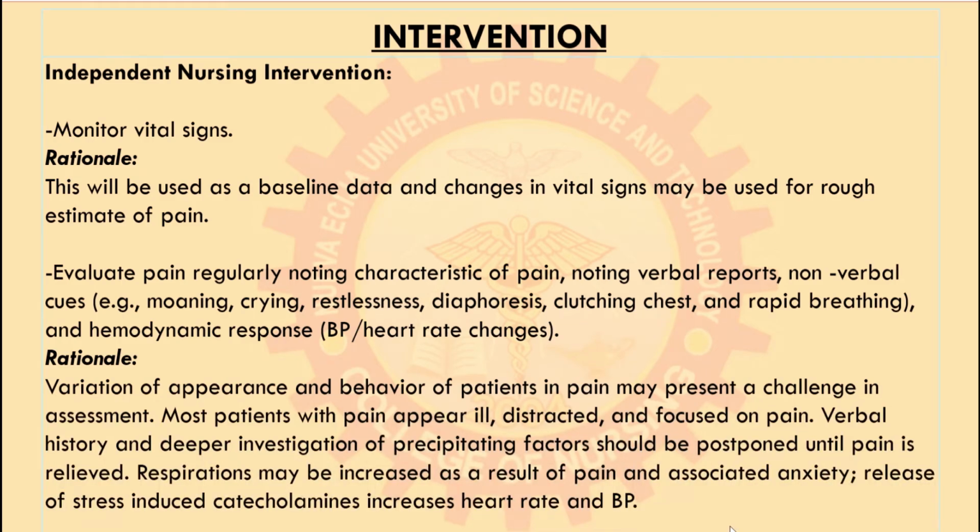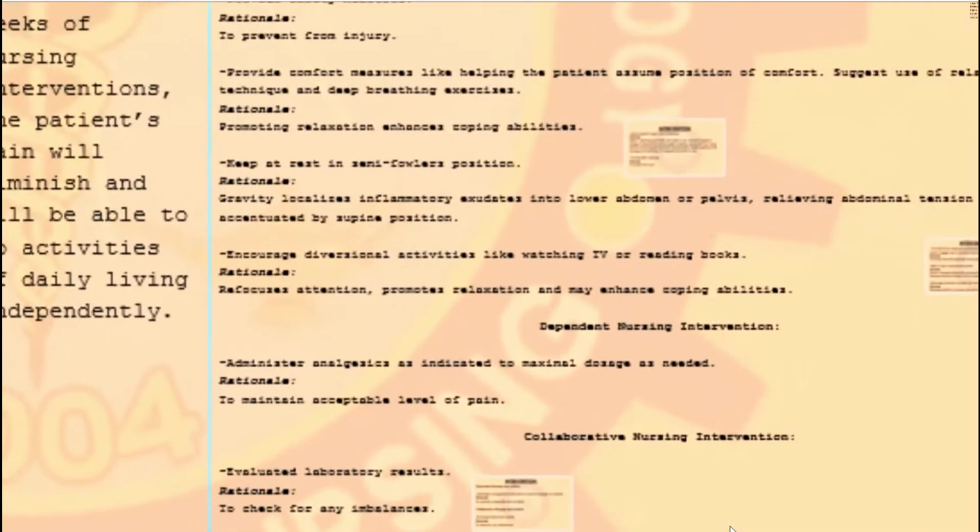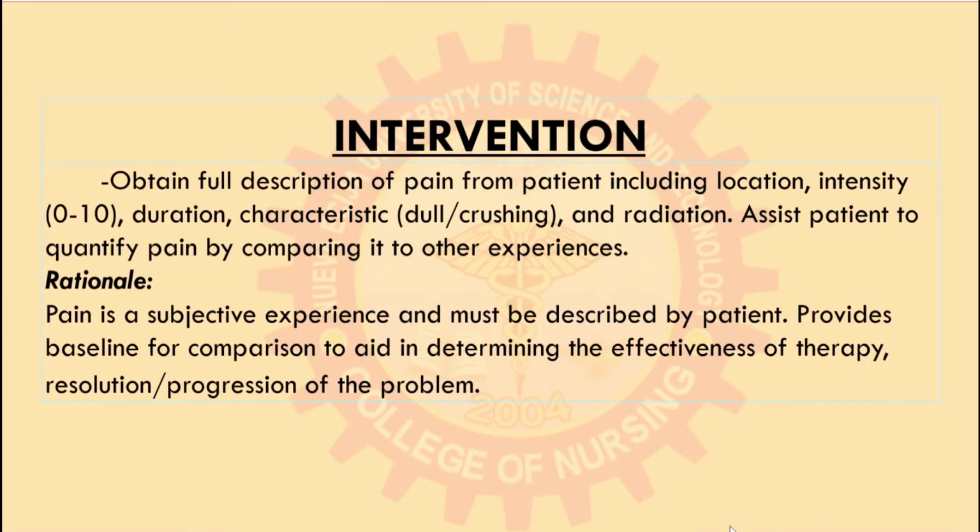Respirations may be increased as a result of pain and associated anxiety. Release of stress-induced catecholamines increases heart rate and BP. Obtain a full description of pain from the patient including location, intensity, duration, characteristics, and radiation. Assist the patient to quantify pain by comparing it to other experiences. Pain is a subjective experience and must be described by the patient. This provides a baseline for comparison to aid in determining the effectiveness of therapy, resolution, or progression of the problem.